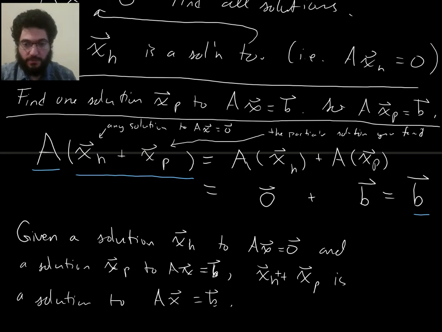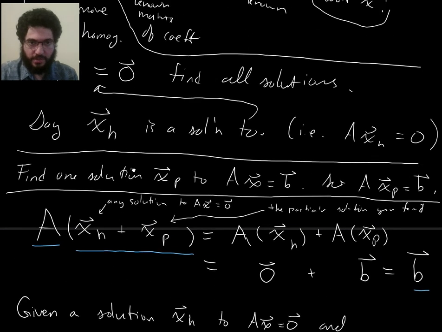So if you can find all possible solutions to the homogeneous linear system, all possible x sub h's, and just one x sub p, then you can just add your x sub p to the x sub h's and generate all possible solutions to the non-homogeneous linear system. Now, this is an idea that we'll use repeatedly in the course, especially when we get to second-order differential equations.